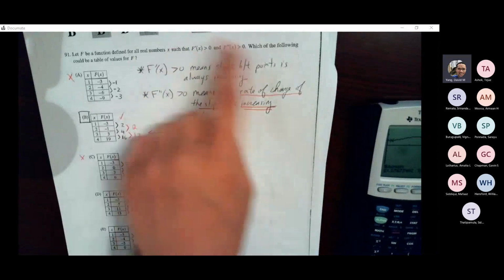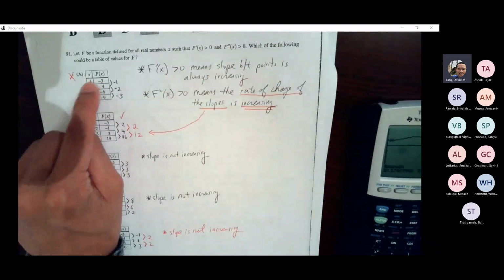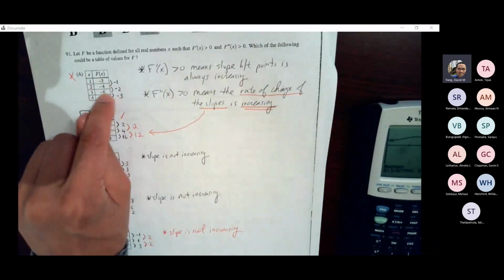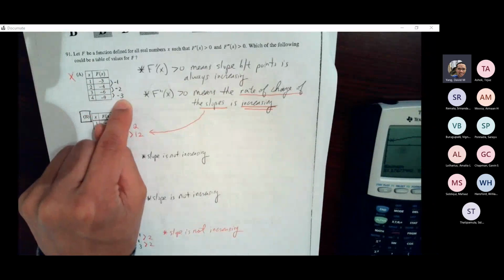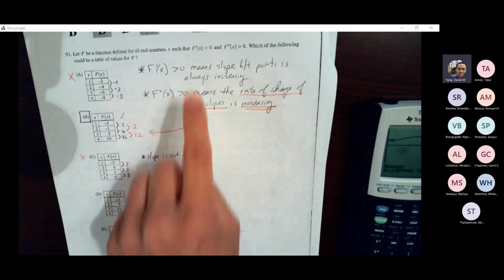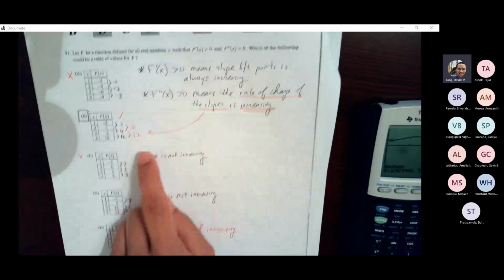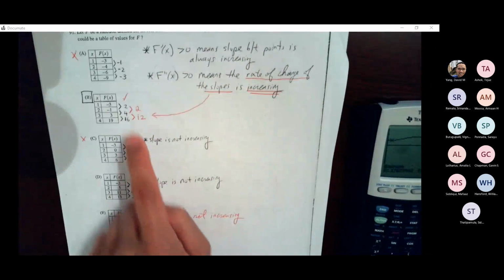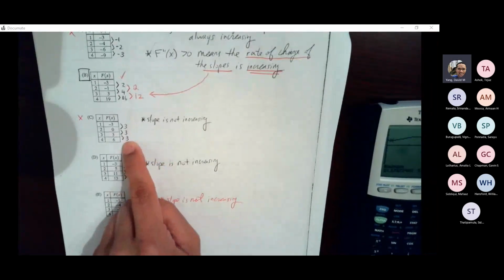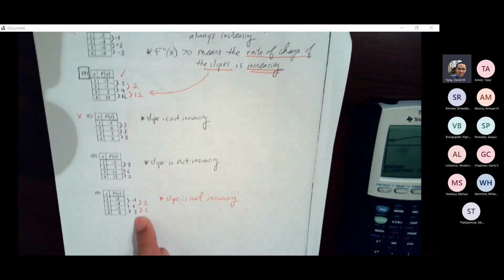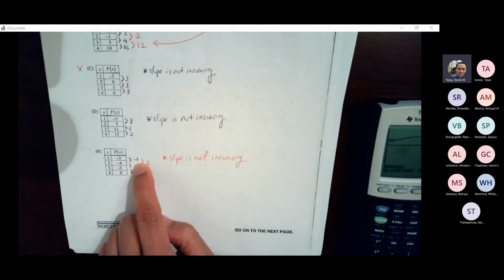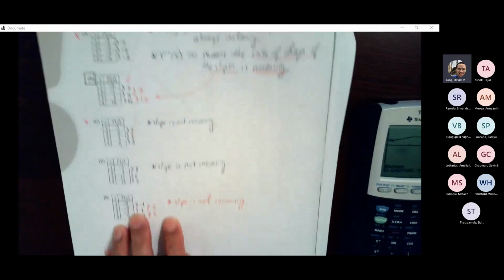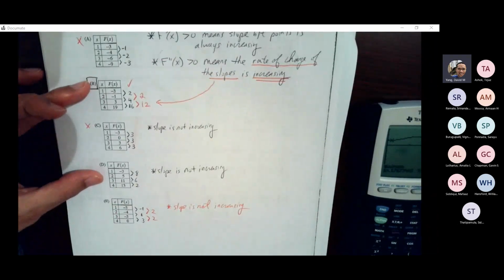So first, I need all my slopes to be positive. So I just did change in y over change in x for each of my ordered pairs. -1, -2, -3, that's out. I can't do that. I need my slopes to all be positive. So this one is all positive. This one is all positive. This one is negative with a -1, 1, and 3. So this one is out as well. So I'm down to these three options here.